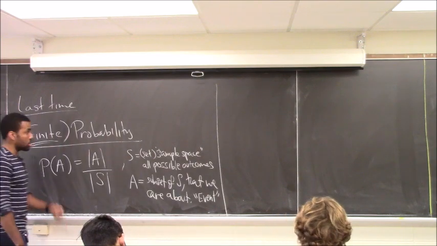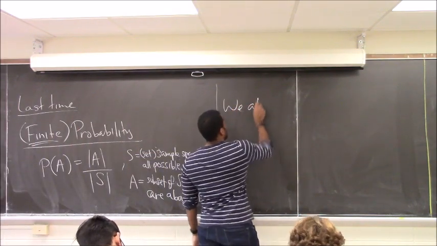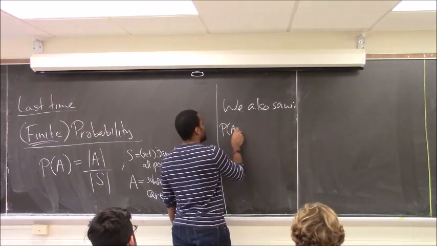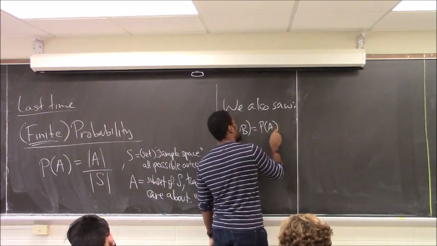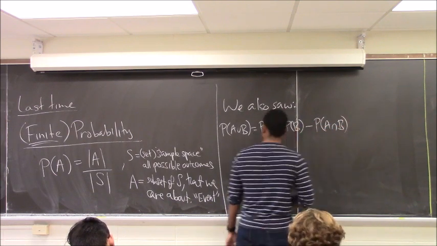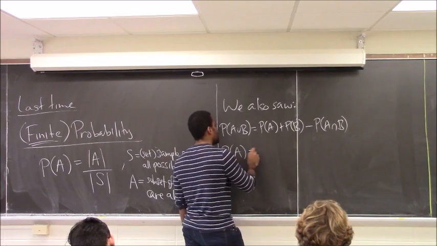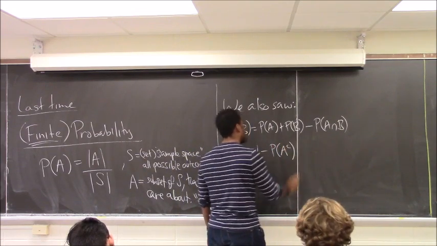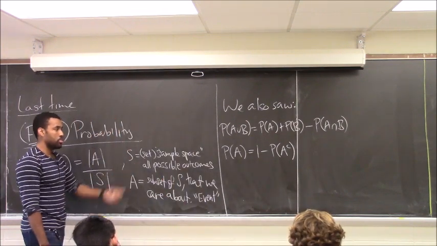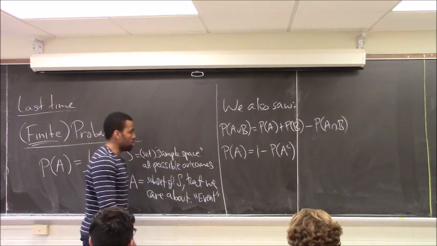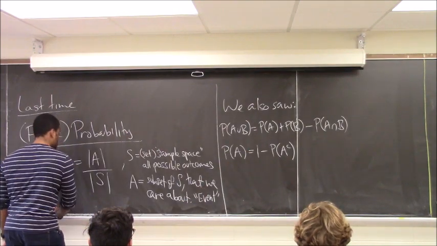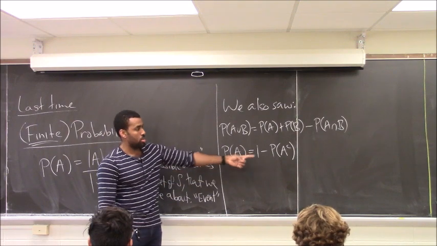We also saw, and these are going to become relevant, that the probability of a union is the sum of the probabilities minus the probability of the intersection. We also saw that the probability of an event is 1 minus the probability of the complement of the event. Remember, the complement is everything in our universal set, the sample space, that is not in the set A. So we're looking at how many things could happen other than what we actually want to happen, and sometimes we can get to what we want by doing 1 minus that.